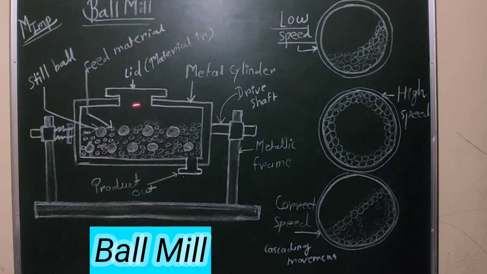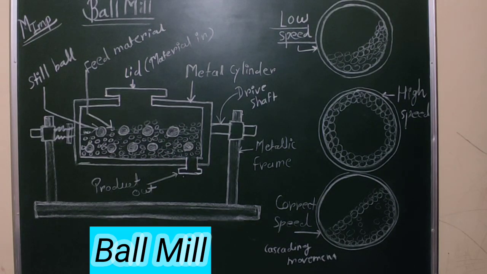This hollow cylinder consists of metallic balls. Sometimes we can use rubber balls also. These are very tough and heavy balls. This is the feed material, the material whose size we have to reduce. This is the metallic ball, meaning either we can use steel balls or rubber balls. This is the construction of the ball mill.